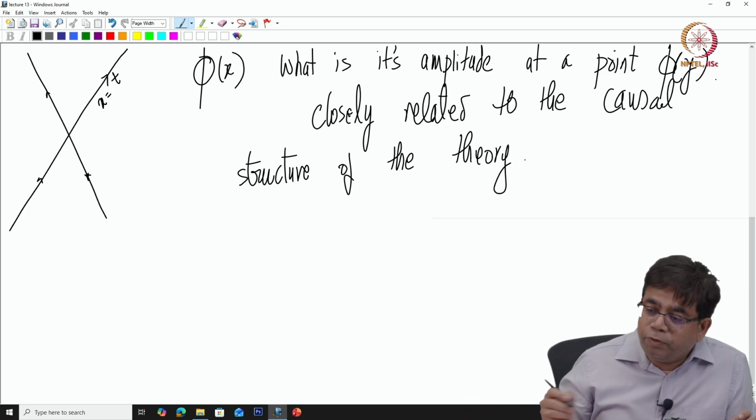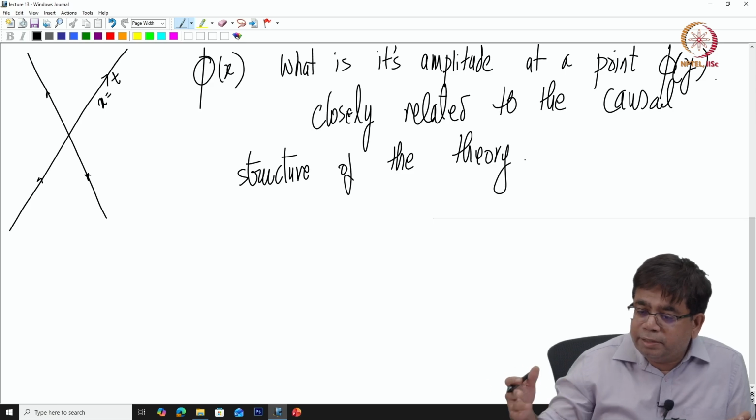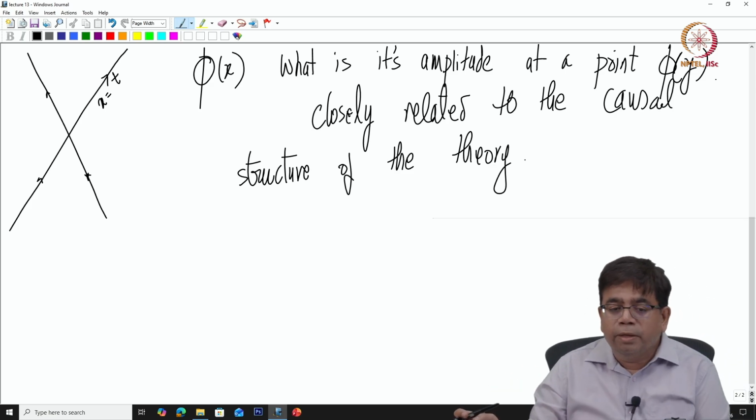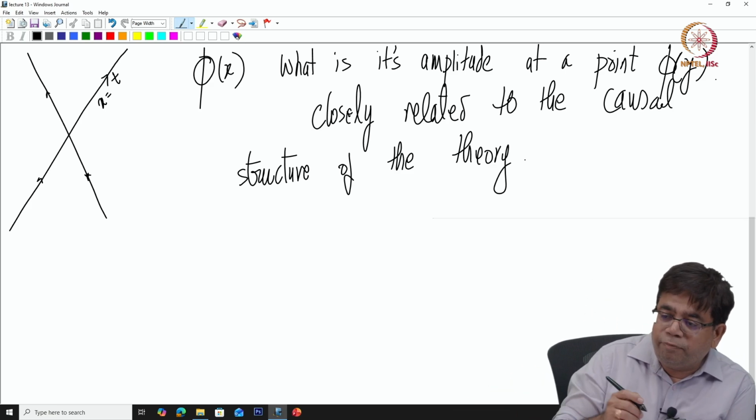So how will you calculate this quantity, which is the amplitude of a particle at y, given a particle at x?